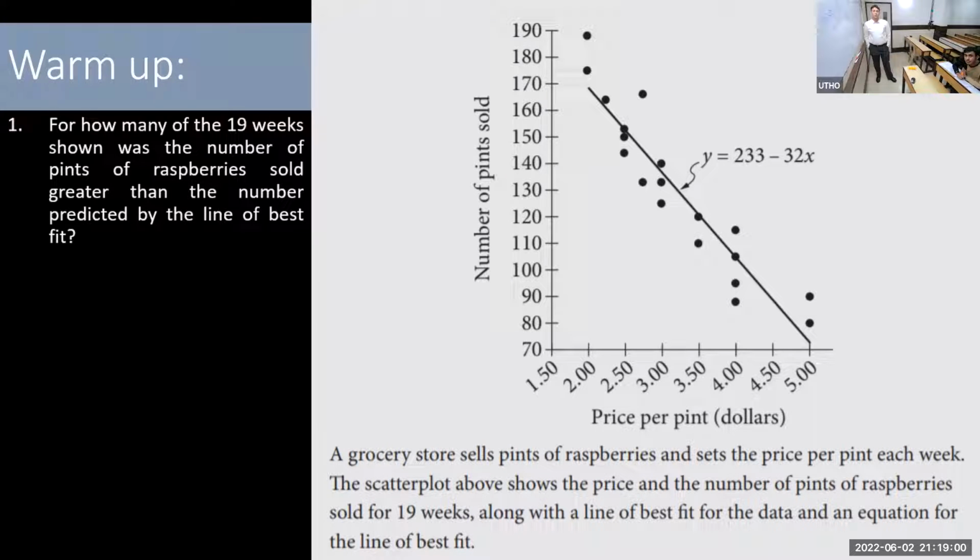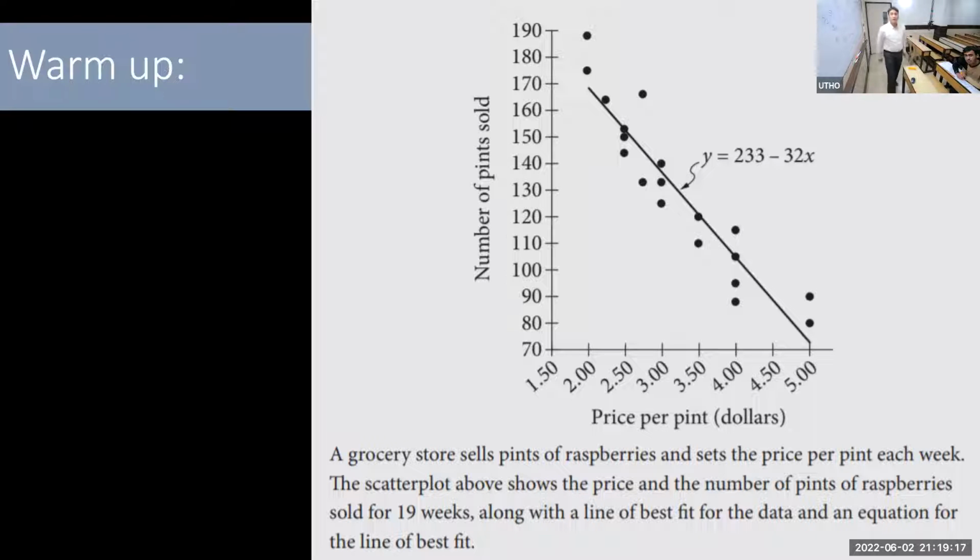A grocery store sells pints of raspberry and sets the price per pint each week. The scatter plot above shows the price and number of pints of raspberries sold for 19 weeks, along with a line of best fit for the data and an equation for the line of best fit.